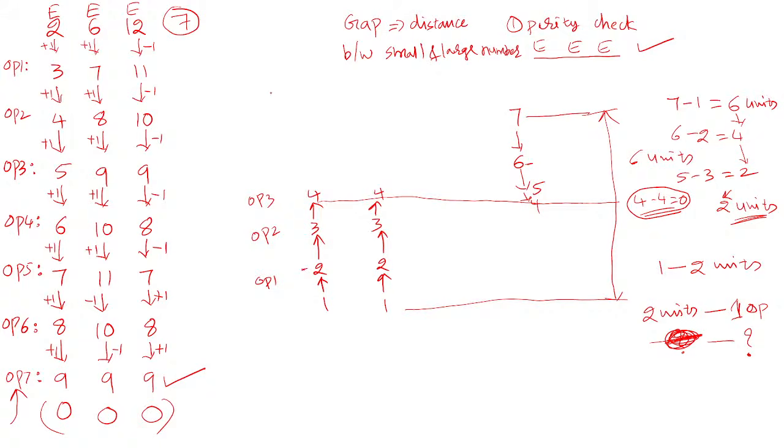So here the observation is, in one operation you are reducing the gap by 2 units. Okay. So then how many such operations are required?